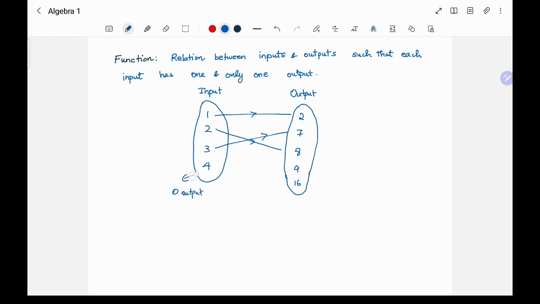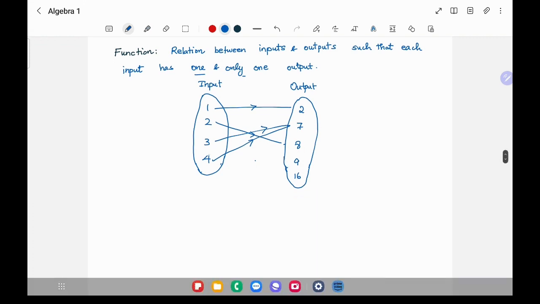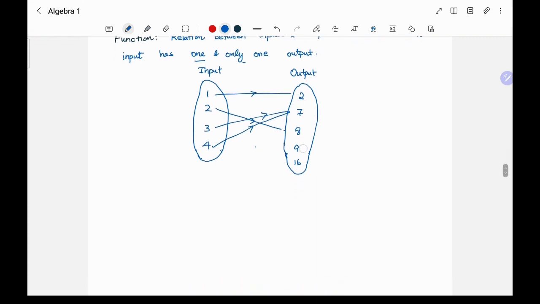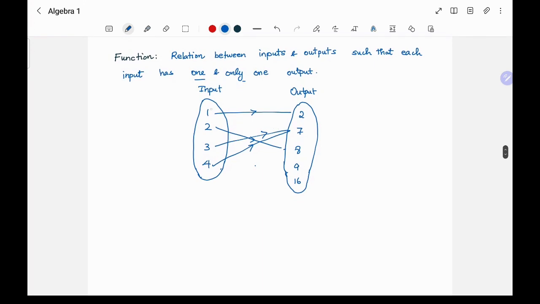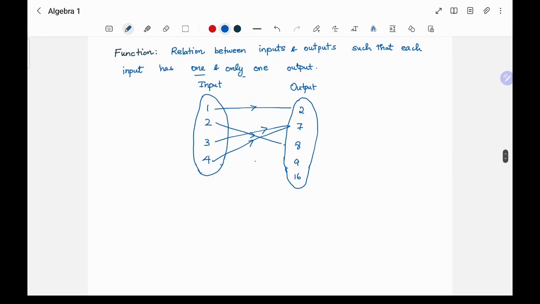But that is not a function. So for a function, every input should have one output. And can it have more than one output? That is also no. It should have one and only one output. So only one. But two inputs can correspond to the same output. This is possible. So both 3 and 4 correspond to 7. The definition says only about the inputs, right? Each input has one and only one output. So the outputs may be the same.